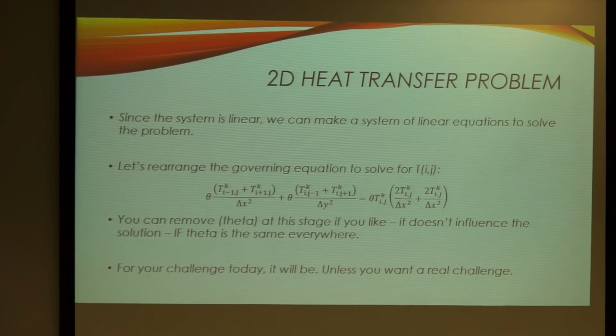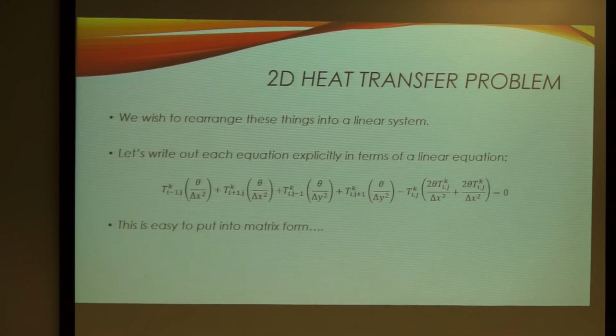How do we do this? Well, let's see. We need to do the same trick we did for 1D. Rearrange to obtain the coefficients for each one. So we have theta on dx squared for T i minus 1 and i plus 1, theta on dy squared for j minus 1, j plus 1, and we have theta times Tij for these guys, and we have two of these on the right hand side. So our coefficients are going to be theta times 2, and so on. Let's have a look at the actual equations.